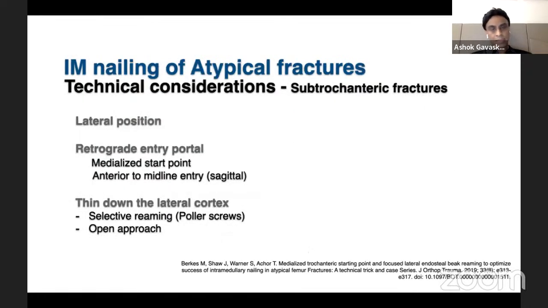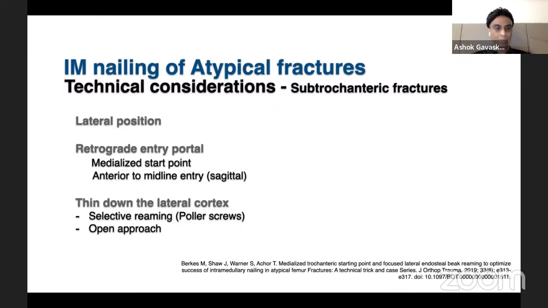But as I said, since we are going to nail most of these fractures because of the advantages I told you, we have to consider the technical challenges. If you look at a subtrochanteric fracture, we tend to nail these fractures, and I think that's a recommendation as well, in the lateral position, because it gives you access to the entry point easily. We use a retrograde entry portal through the fracture site so that we can get a medialized start point and also an entry point slightly anterior to the midline so that you can get your cephalomedullary screws and also avoid cortical perforations distally. And if you have thickened lateral cortices, which is most often the case, you need to selectively ream the cortex. You can use blocking screws medially to direct your reamer laterally.